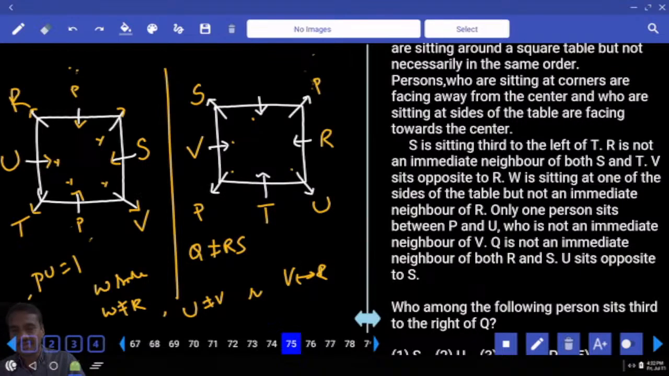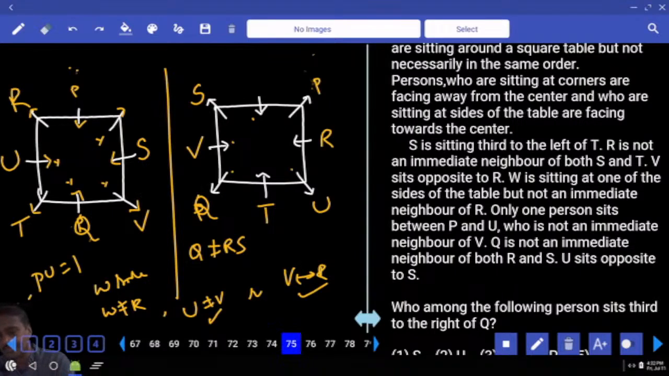Then next one, W and R are not adjacent to each other. U and V are not adjacent, fine. V and R are opposite. Q is not adjacent to R as well as S. Now where should Q be? Q must be here, as Q is not adjacent to both R and S.